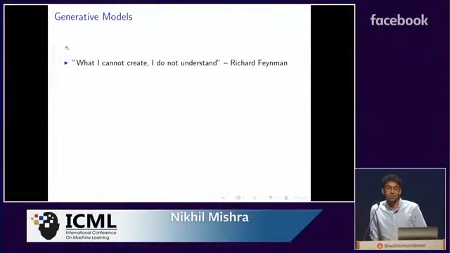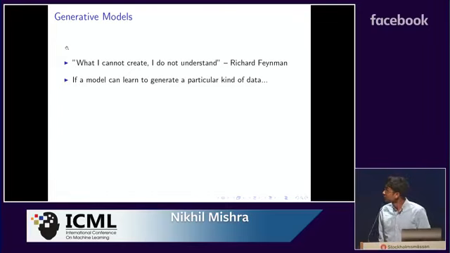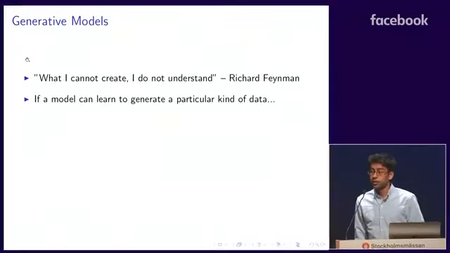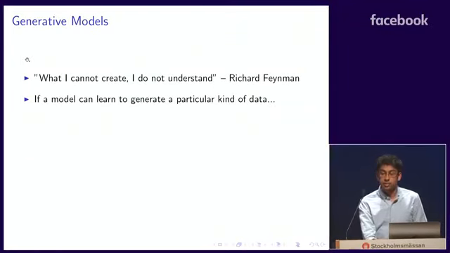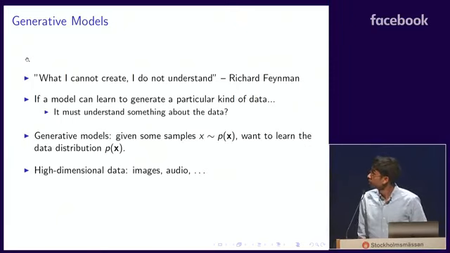So this famous guy once said, what I cannot create, I do not understand. And so in the context of machine learning, maybe the converse of that is true. If a model can learn to generate some kind of data, then maybe it understands that data. And so in terms of generative models, what we're interested in doing is, given a data set that has samples from some underlying data distribution, we want to learn the distribution so that we can draw samples from it and evaluate the density. And we want to do this for high-dimensional data like images or audio.